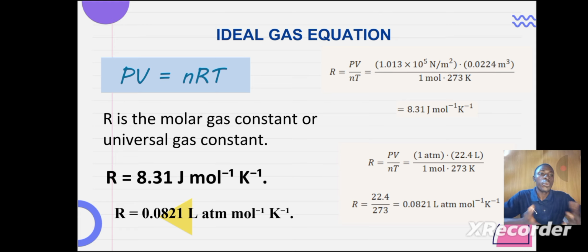However, you can also interconvert, because sometimes pressure may be given in Newton per meter square and volume may be given in dm cube. So you need to convert appropriately before you can use the respective gas constant.